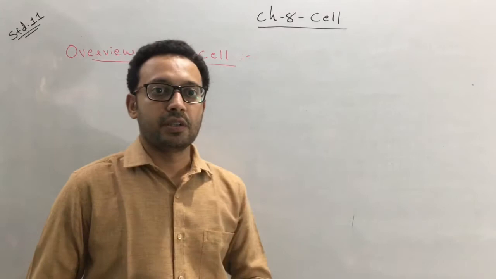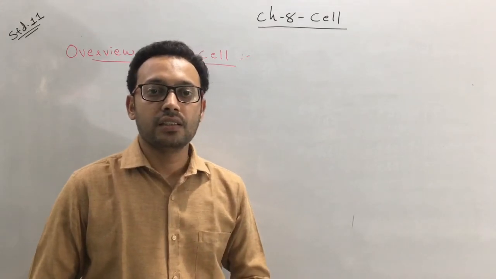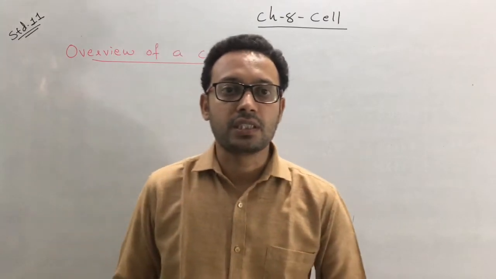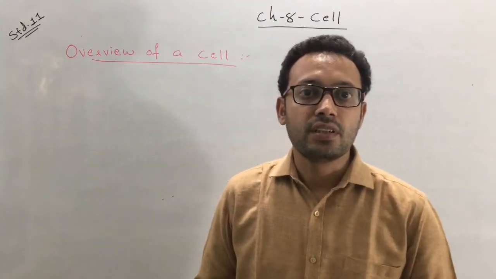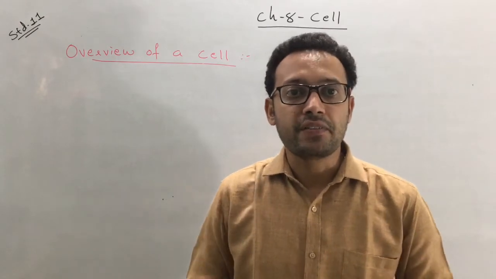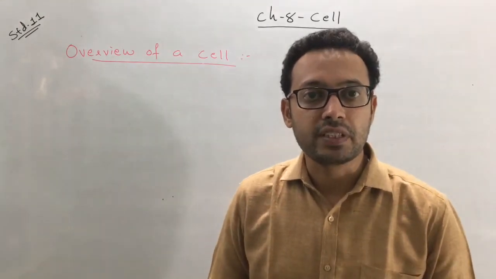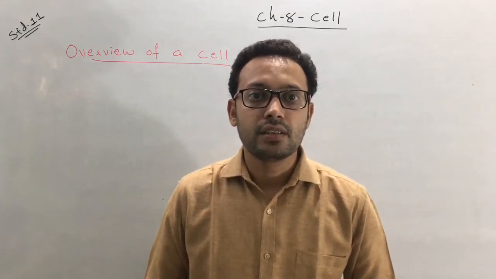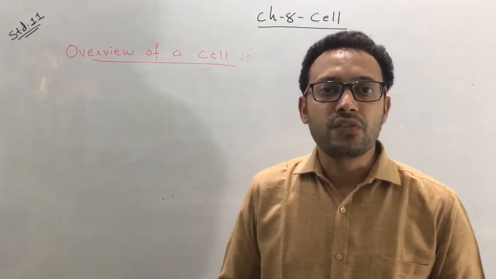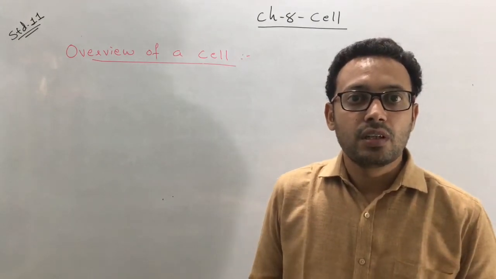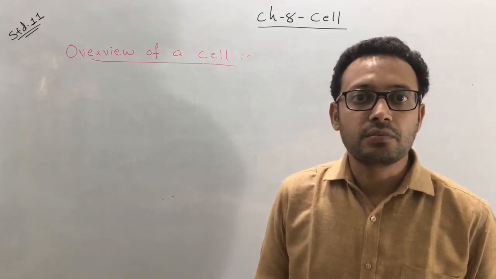We will start with chapter number 8, Cell, the basic unit of life. In the previous session, we have discussed many concepts of the cell and its related aspects. Let's go through a brief revision of what we discussed in the previous session, and then we continue with the next topic. In the previous session, we finished with what are unicellular organisms and what are multicellular organisms.